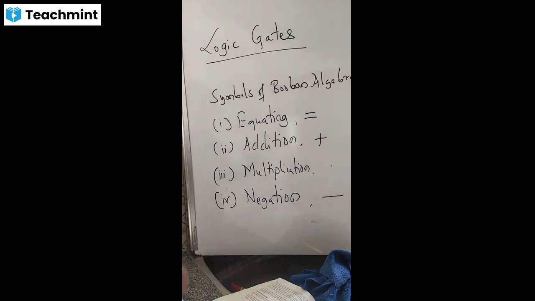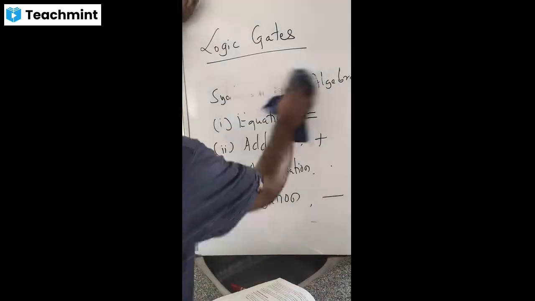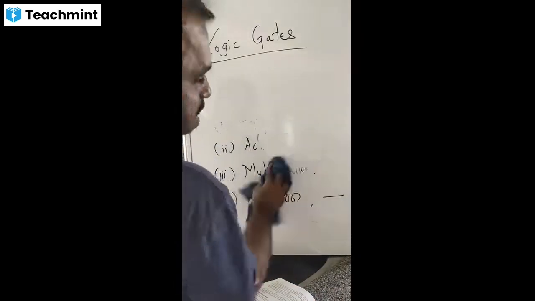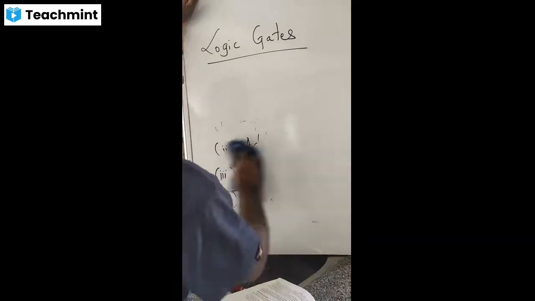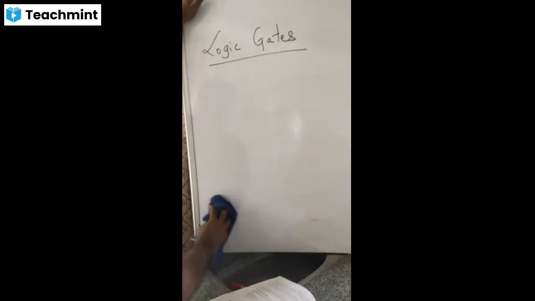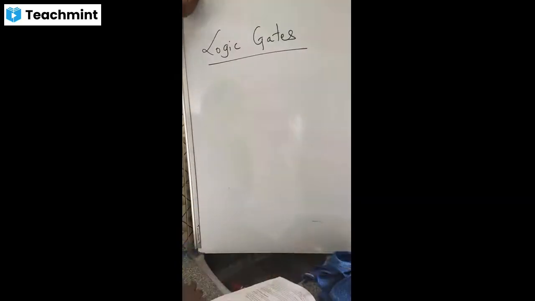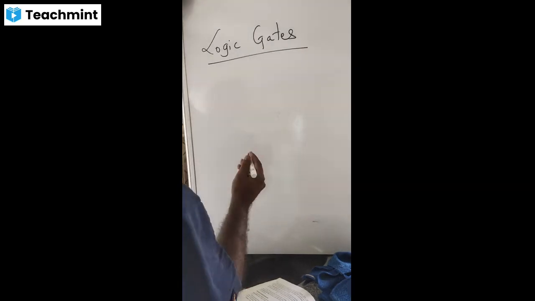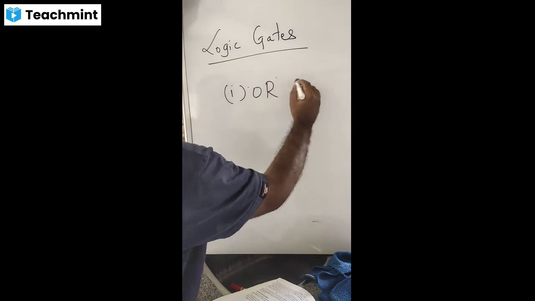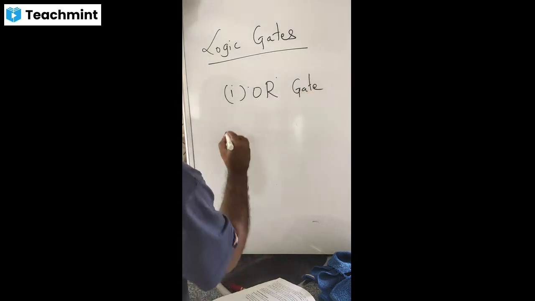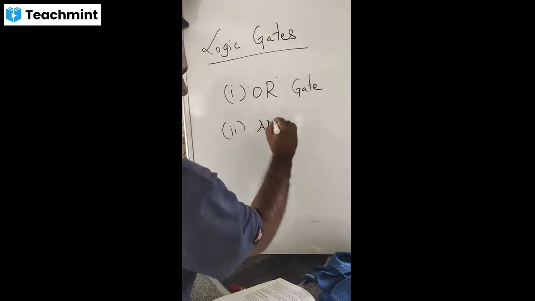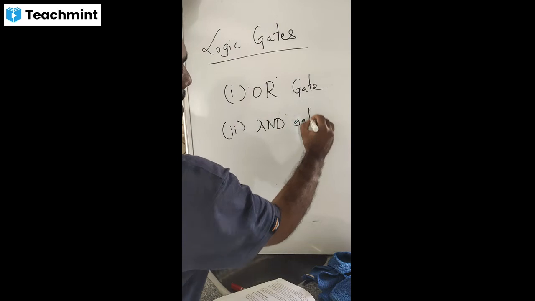So now let us get into the logic gates. Depending upon all electronic operations and logic functions, we have three basic logic gates. One, we write it as the OR gate. Second one, the AND gate.